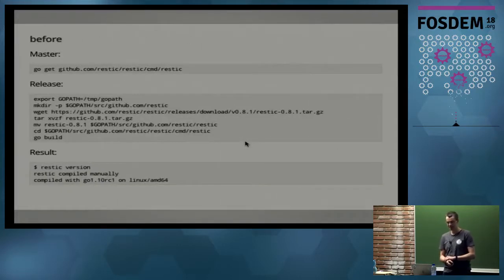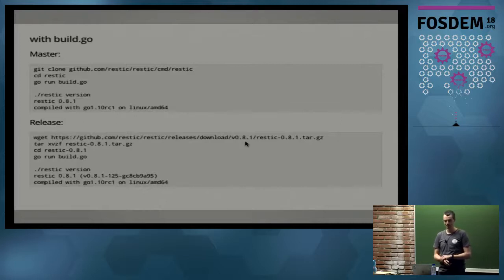What I noticed when developing another tool that I'm going to talk about in a minute is that it's not so nice for end users to install Go tools. For example, you can get the latest master of the tool called Restic. Then you can just use Go get, but this is not so nice because when you call Restic version, it will just say compiled manually and just the Go version. And when you extract a release tarball, you need to do all the magic with the Go path and so on. And that's not nice for end users.